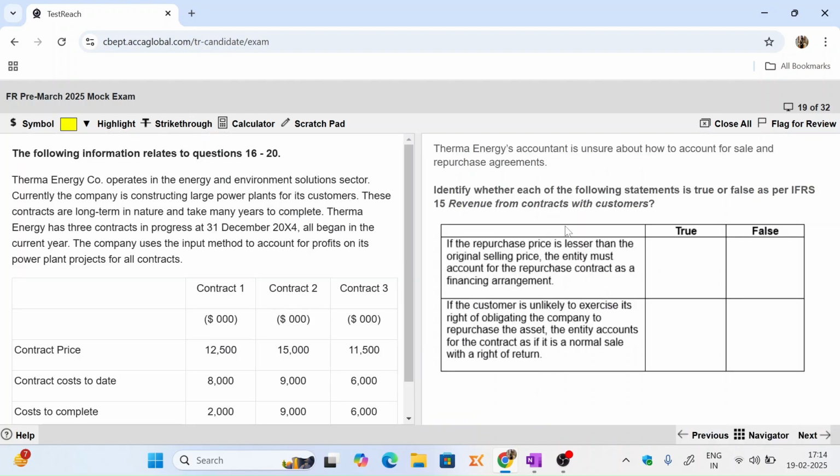So now we move ahead to question number 19. Here you are supposed to say whether the statements are true or false. So the very first, let's read about the scenario. Therma Energy's accountant is unsure about how to account for the sale and repurchase agreements. You have to identify whether the following statements are true or false as per IFRS 15. The very first statement says, if the repurchase price is lesser than the original selling price.